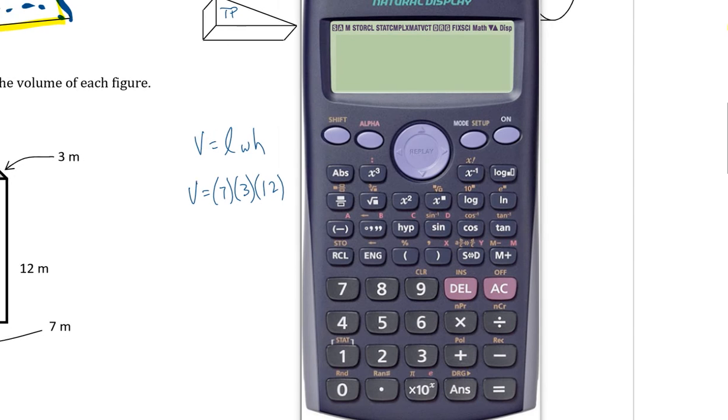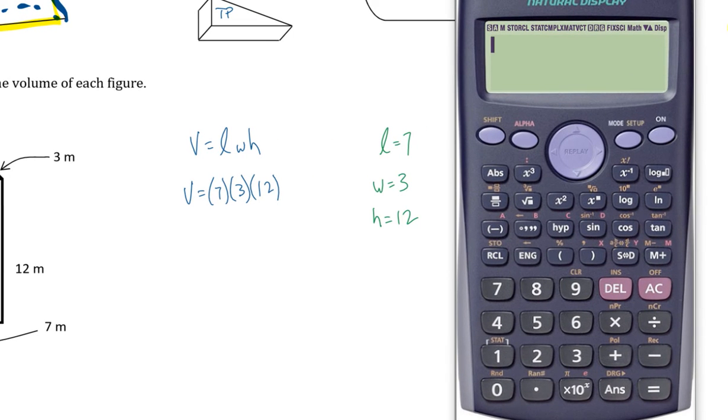Then I pull out my calculator and I just do 7 times 3 times 12. So again, this is really about using the formula, doing the substitution correctly, figuring out what the shape is, what the formula is, what each side is to put in the right spot, and then just putting it in your calculator. And this one is meters, so meters cubed.